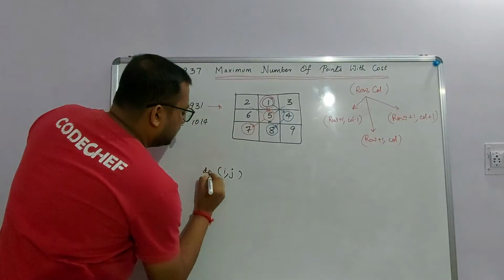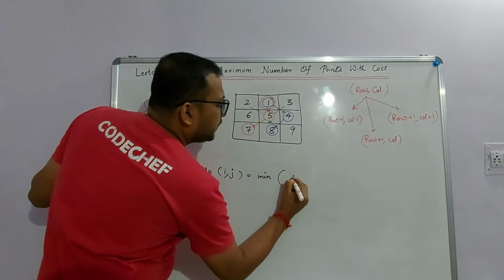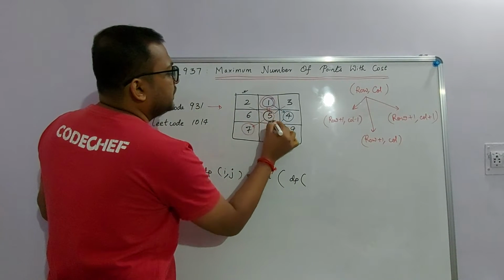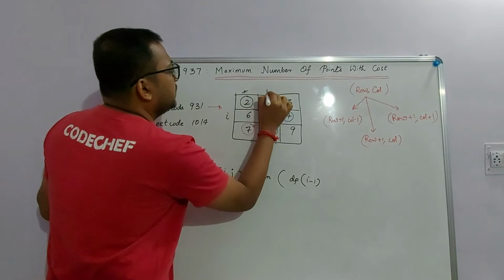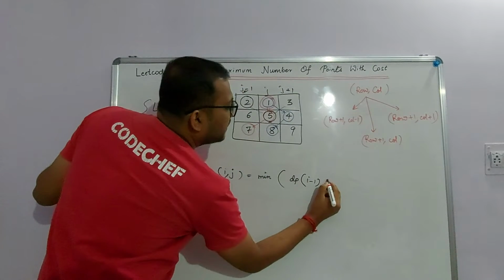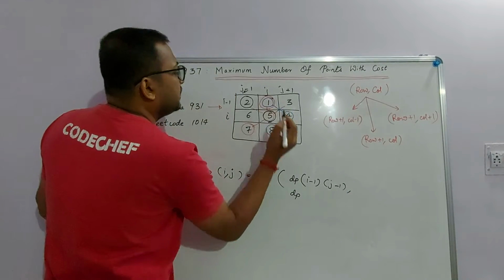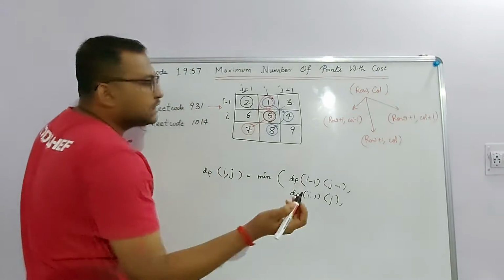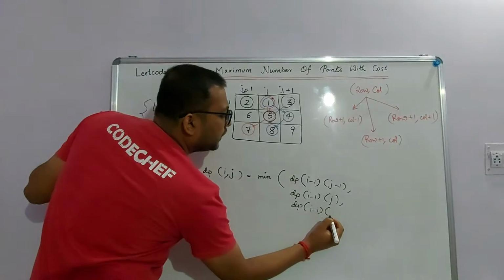So dp of i, j is nothing but the minimum of dp of, what is this one? For this particular i, j, if this is i and j, this is i minus 1, this is j minus 1, this is j plus 1. So we have dp of i minus 1 and j minus 1. Then we have this value, which is i minus 1 and j. And the last value, dp of i minus 1 and j plus 1.